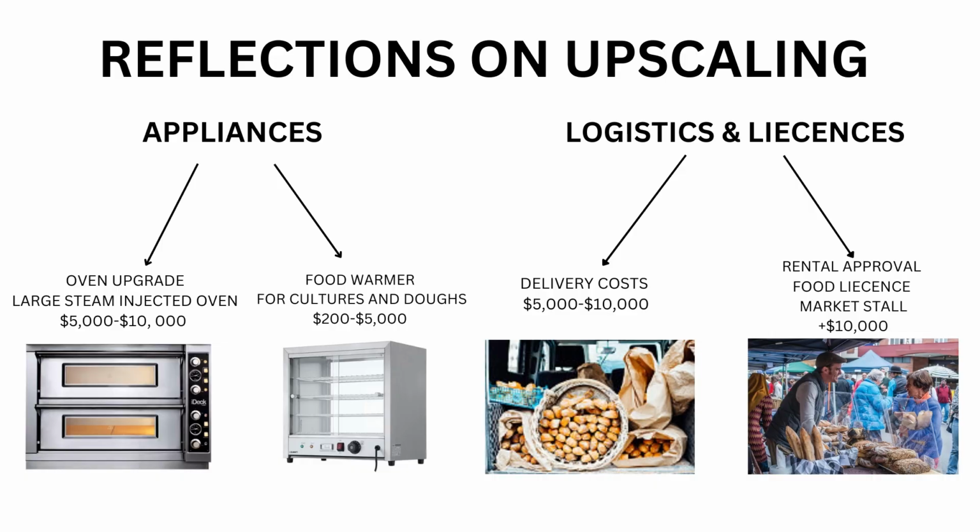In terms of upscaling, I come from the perspective of starting a business from my rental. For that, I'd need rental approval, a food license, and hopefully an upgrade to a market stall, around $10,000 to $20,000. In terms of delivery costs, around $5,000 to $10,000 in fuel if I was to do it myself. And appliances, I would need an upgrade. A food warmer for cultures and doughs in the winter, around $200 to $5,000 depending on size. An oven upgrade, a steam injected oven running about $5,000 to $10,000 all the way up to $60,000.